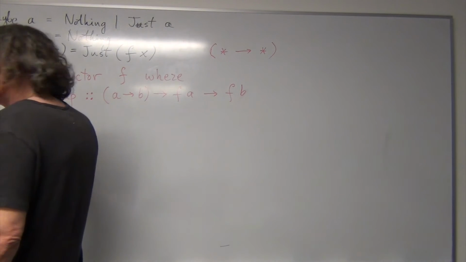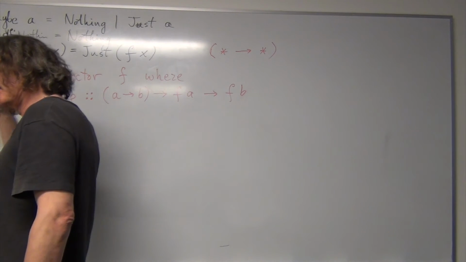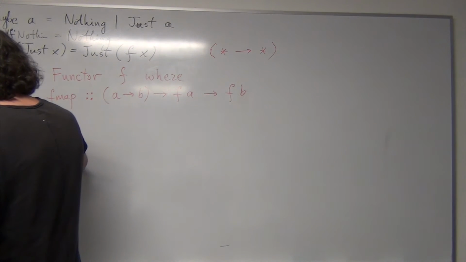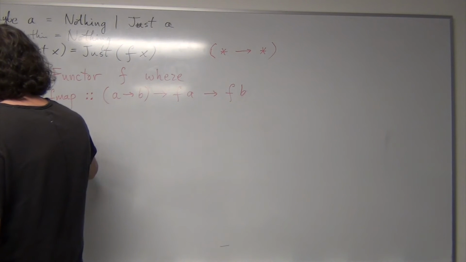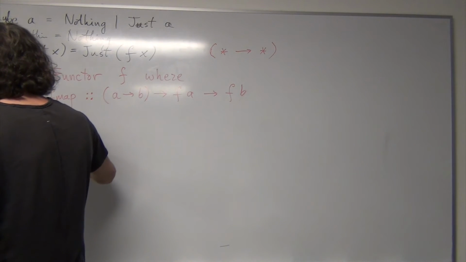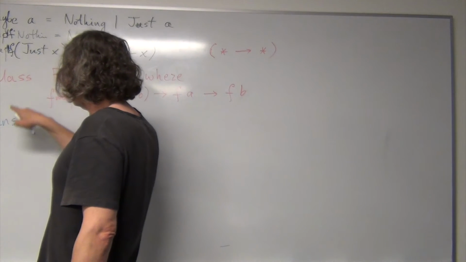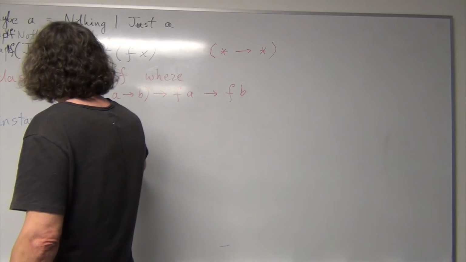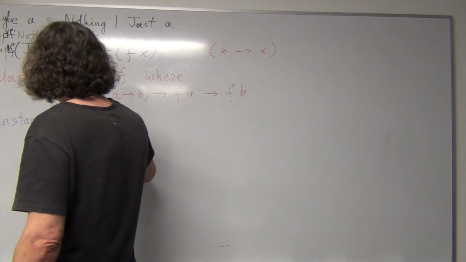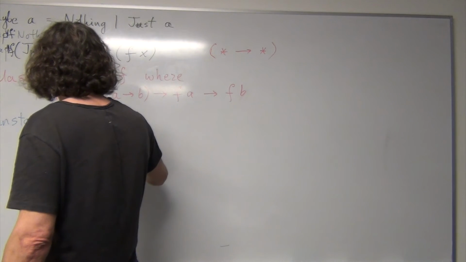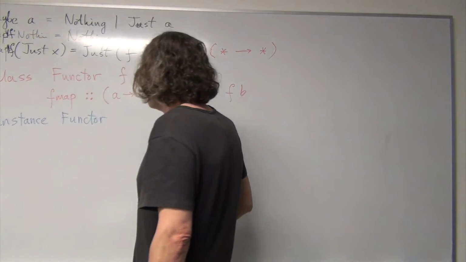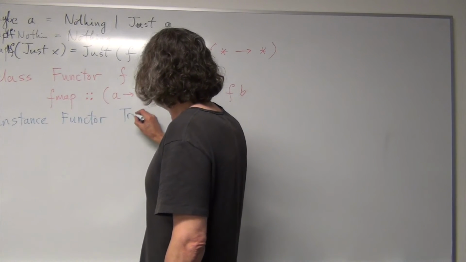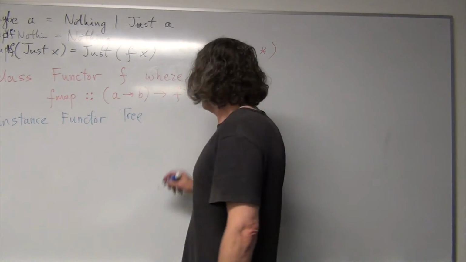So to say that some type constructor actually is a functor, you say that it's an instance of a class. These are called type classes, and these are called instances of type classes. For instance, you give it the name of the class, Functor, and we want to say that Tree is a functor.